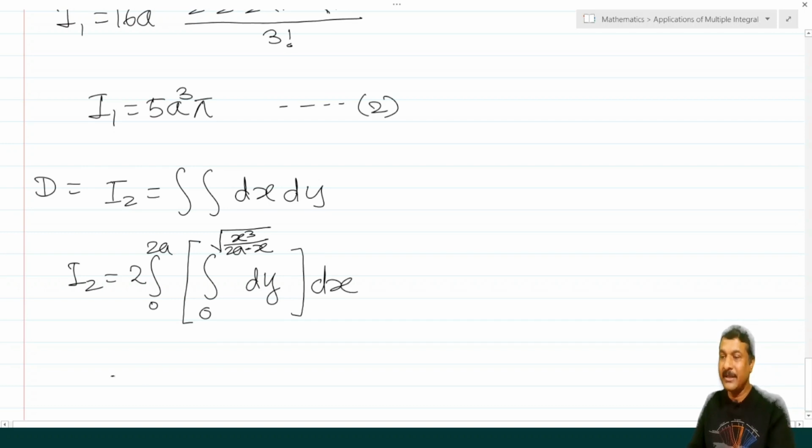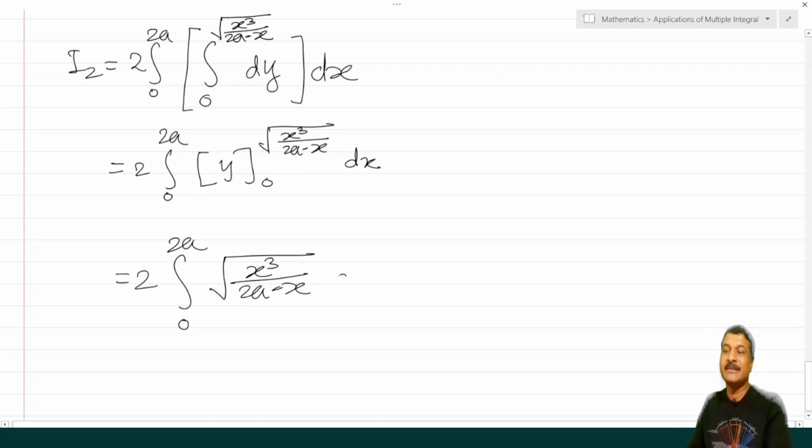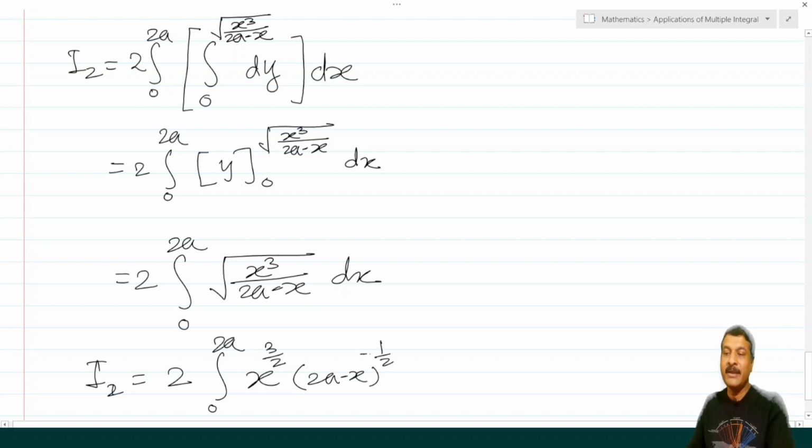So I will get here 2 integration 0 to 2a, it is y. So lower limit 0, upper limit is x cube upon 2a minus x dx. So that is equal to 2 times integration 0 to 2a, and here under root of x cube upon 2a minus x dx. So what about I2? It is 2 times integration 0 to 2a, here x raised to 3 by 2, and here 2a minus x raised to minus half dx.